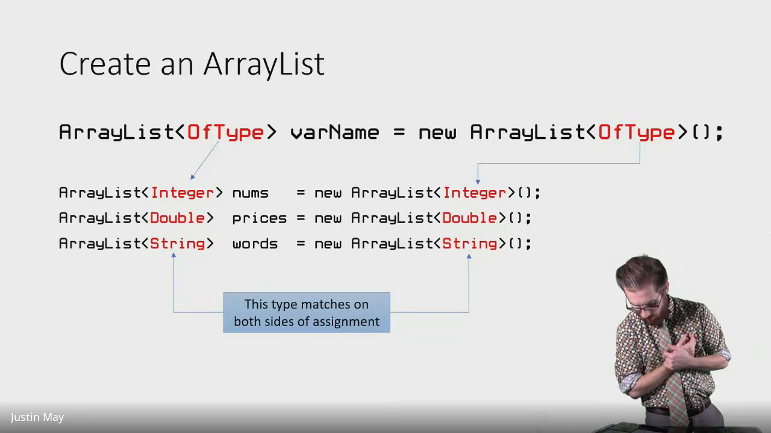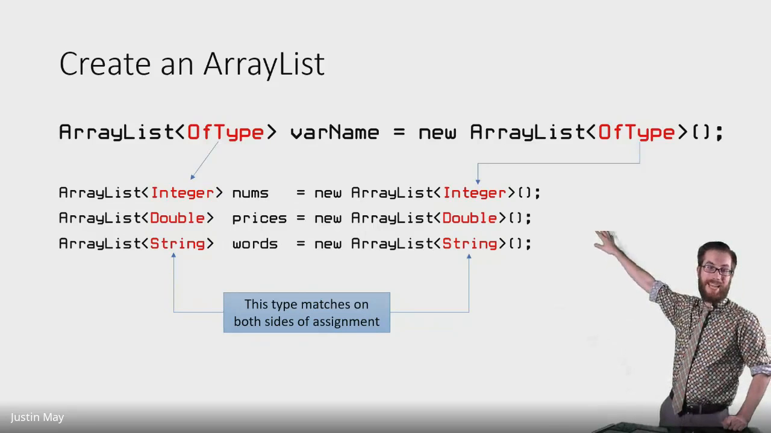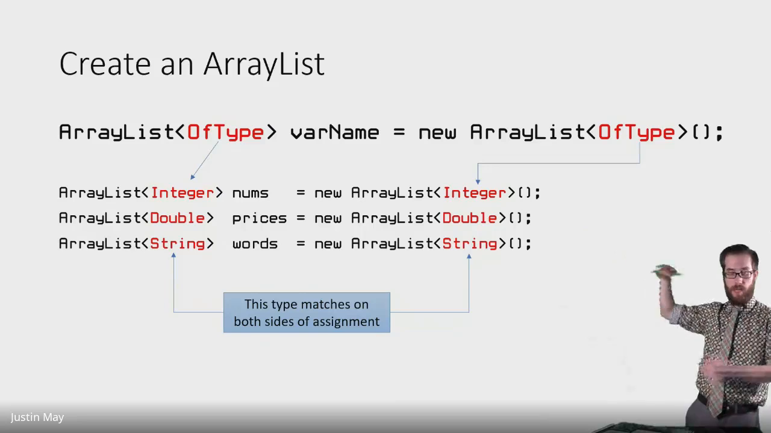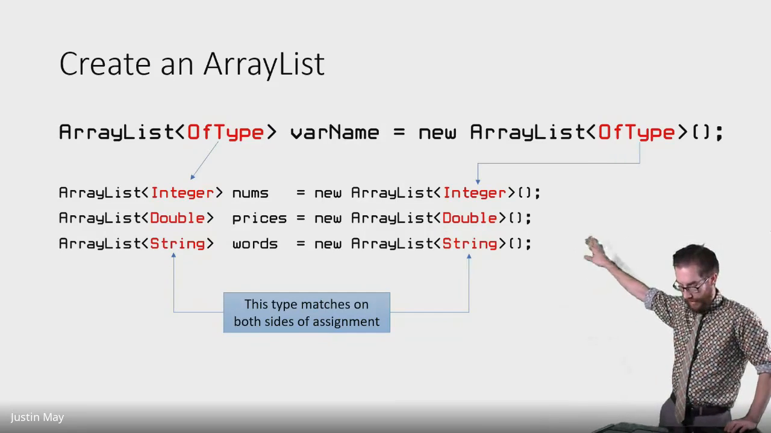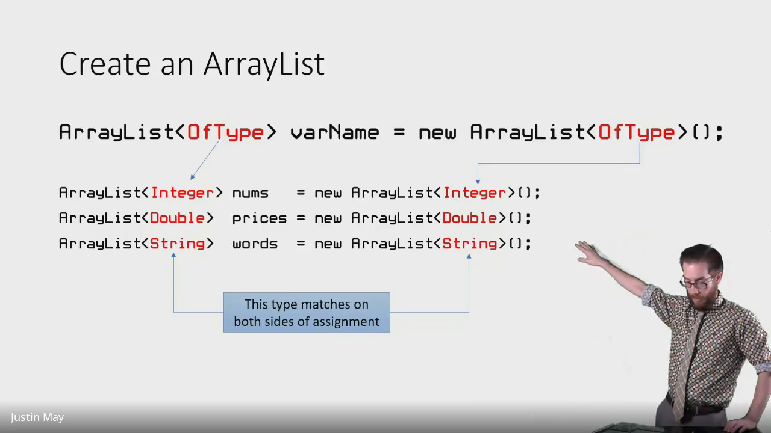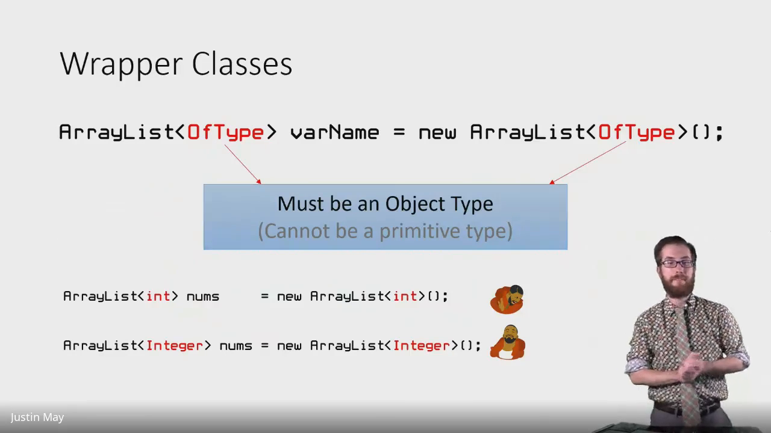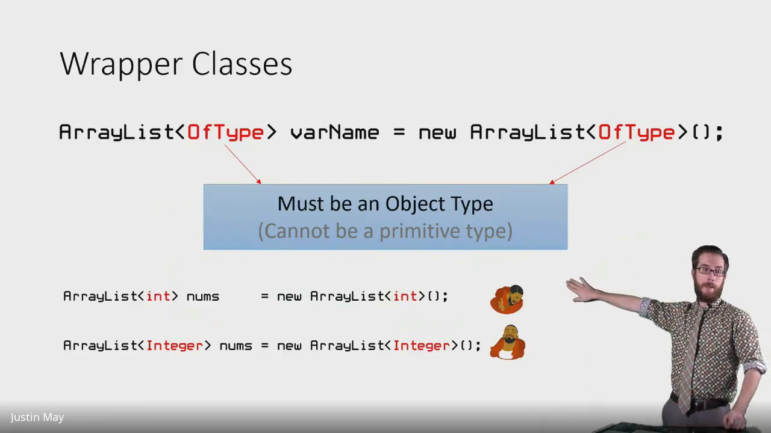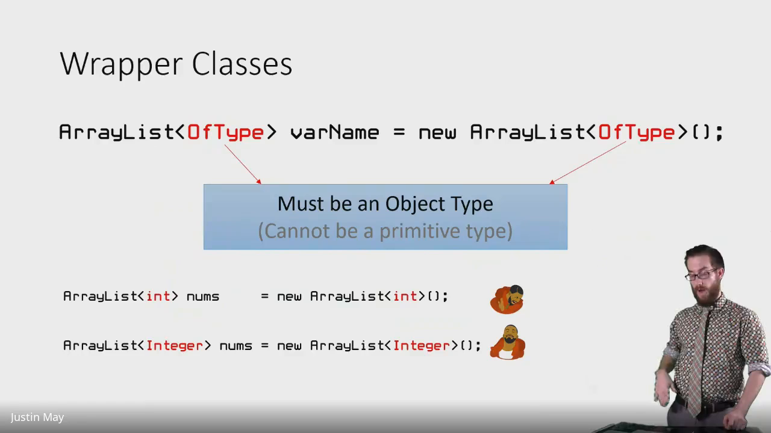Notice that I used capital I Integer instead of int, and capital D Double instead of lowercase double. That's because we have to use wrapper classes. The things that go inside these angle brackets are wrapper classes. The things that go inside the angle brackets have to be objects. They can't be primitive types. So you can't say an ArrayList of int. You have to say ArrayList of Integer.